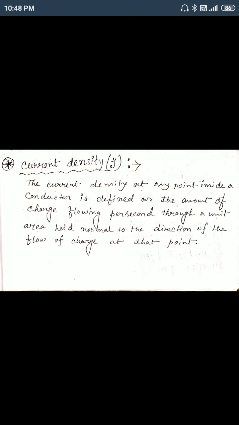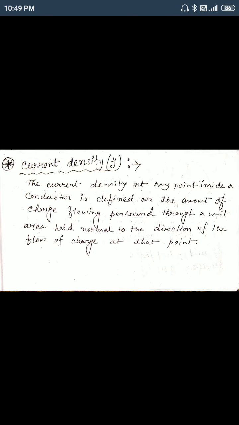So in the last two videos we discussed EMF, the battery mechanism, the concept of current and terminal voltage, as well as the internal resistance and the relation between them. Okay, so today we discuss current density.